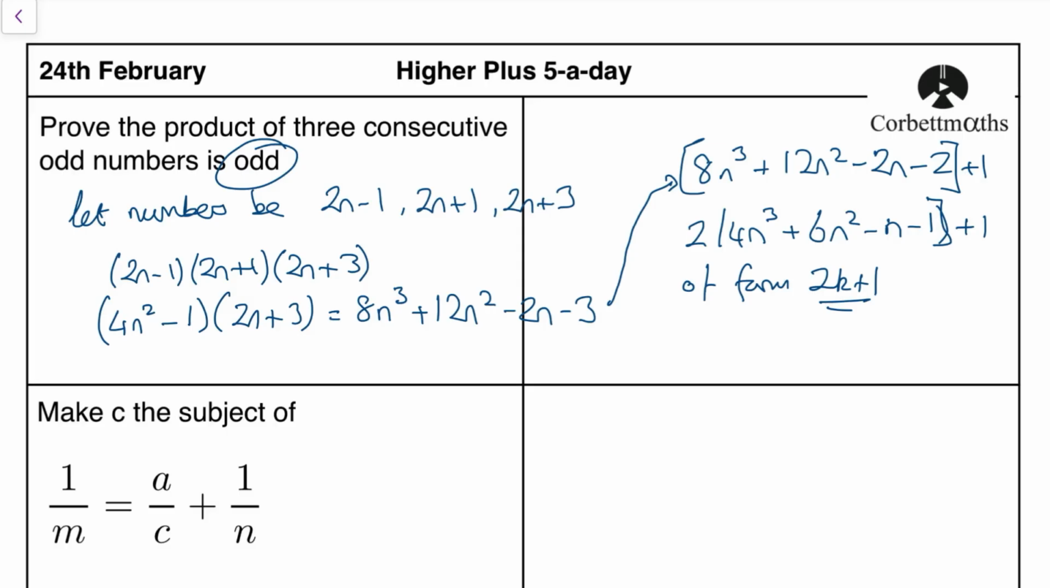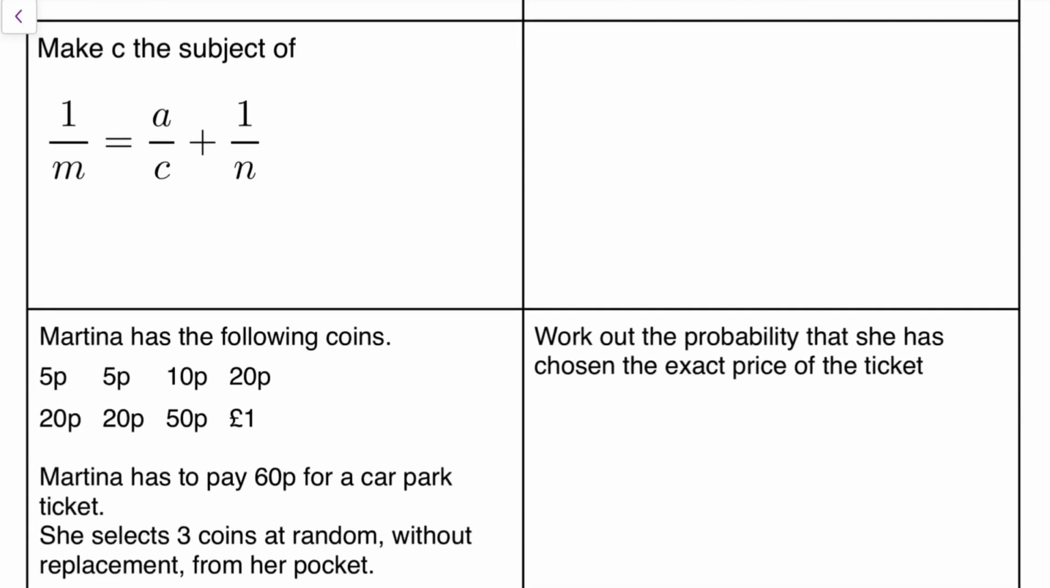Next question. Okay, so the next question says, can I make c the subject? Now, as with some of these questions, there's definitely a quicker way of doing it and a slower way of doing it. I would argue the quickest way of avoiding a lot of work is to move the 1 over n to the other side first.